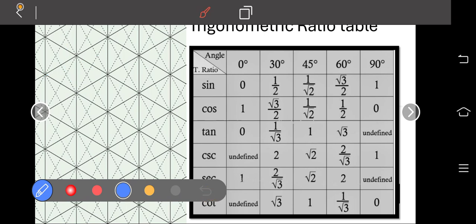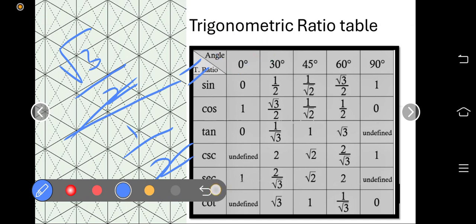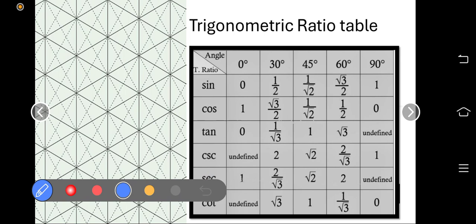For 60 degrees, how can you do? Root 3 by 2 upon 1 by 2. 2 gets cancelled. So root 3 by 1 is equal to root 3. So this is how you get for tan. And coming to 90 degrees, sine 90 is 1 and cos 90 is 0. So something upon 0 is not defined. So this is how.